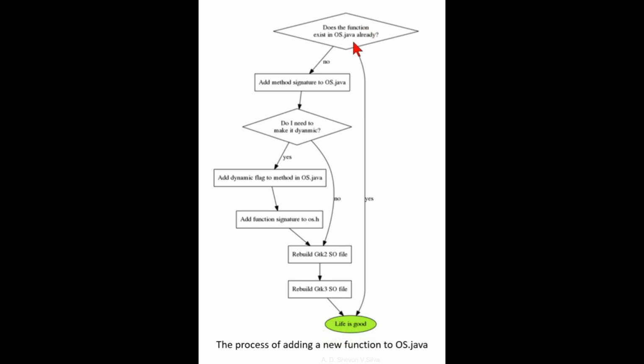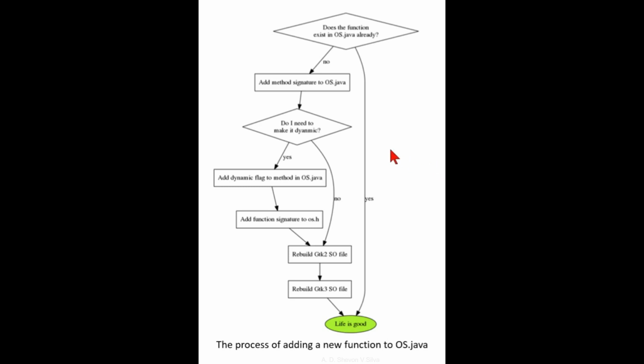Does the function exist in OS.Java already? If it is yes, then it's connected to the function. Here life is good. In adding new functions are introduced in GTK3, and old functions are deprecated. In these situations, we need to manually add these method signatures to OS.Java and OS_custom file.